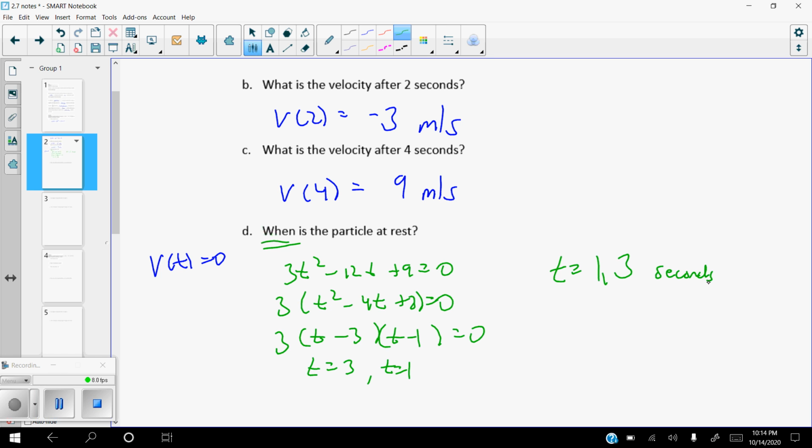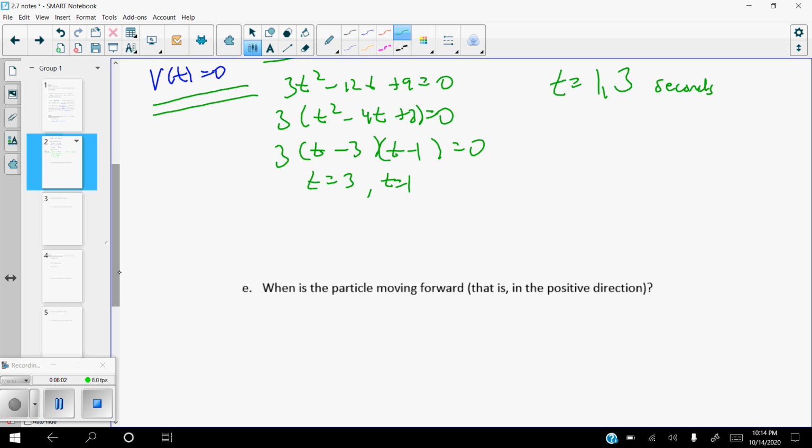Okay, and I'm going to tell you, at least from a perspective of AP, sometimes just writing this can actually give you points, as long as you understand that's what you're looking for: when the velocity is 0, a particle is at rest. So that's important.